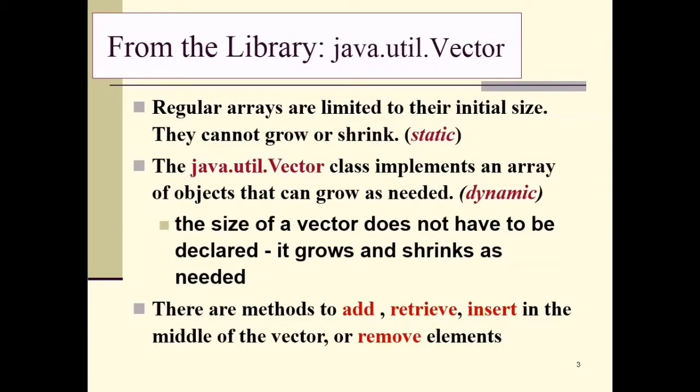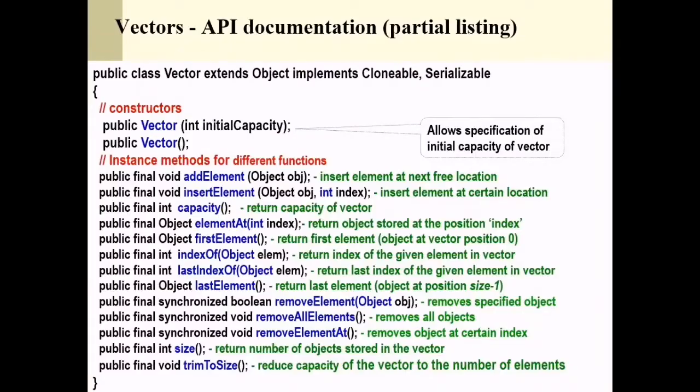The library is java.util.Vector. As I said just now, it can grow and shrink. And there are methods to add, retrieve, insert, and remove. These are all operations that are common to an ArrayList as well. These are all the common methods available in the Vector class.